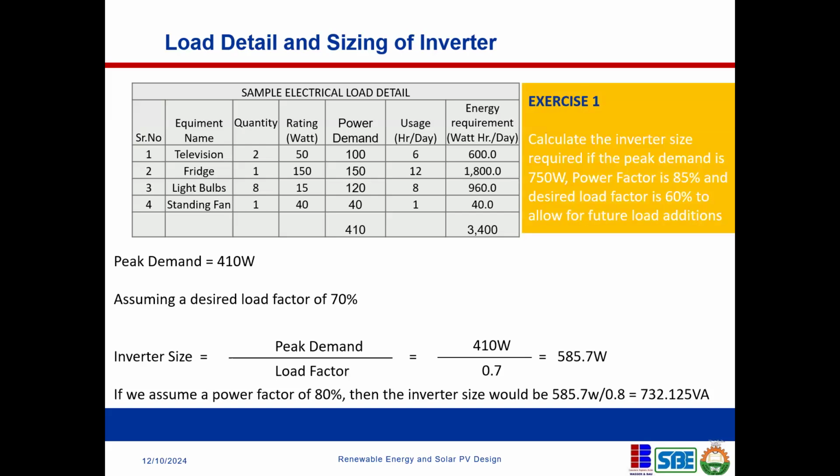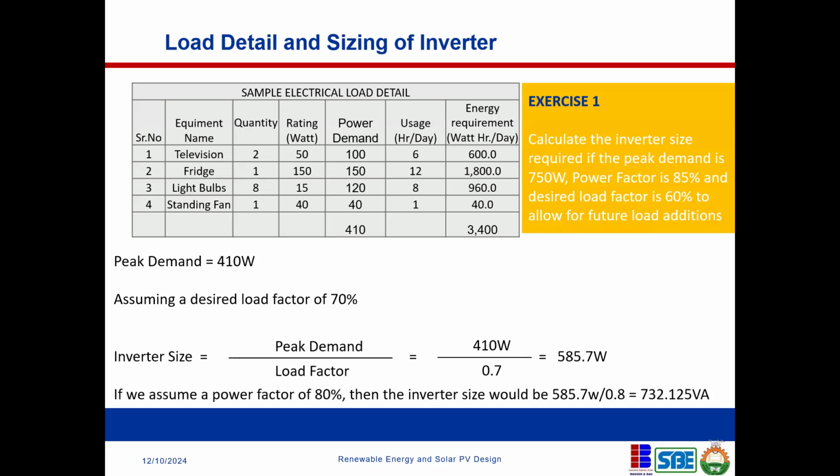This is the exercise I want us to do. Do this calculation with the same load characteristic that we've had, but with a required peak size. Now we have 410, right? But in this case, do your own calculation with 750 watts. Let's assume that we've now added more appliances, maybe a refrigerator, and it has gone up to 750, and we want to maintain a power factor of 0.85, that is 85%. In this case, our load factor is going to be 60%, not 70%.